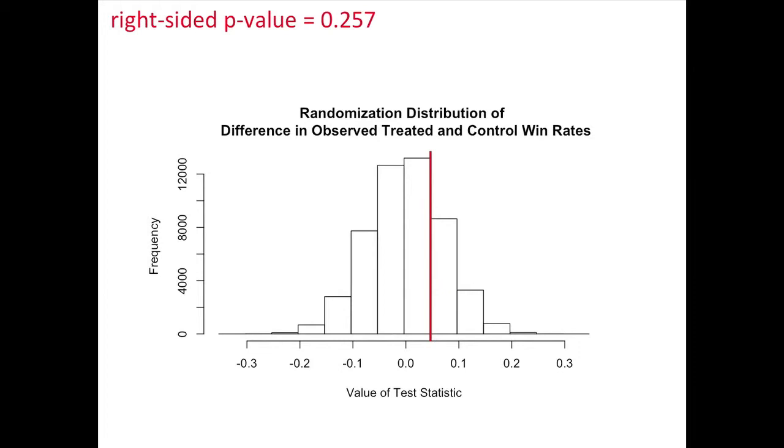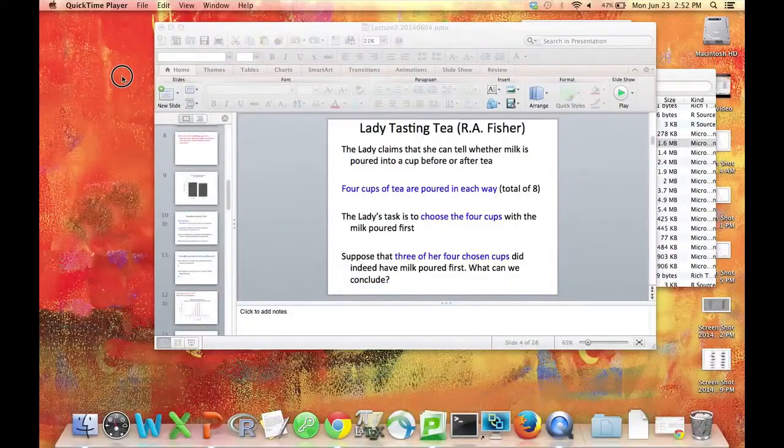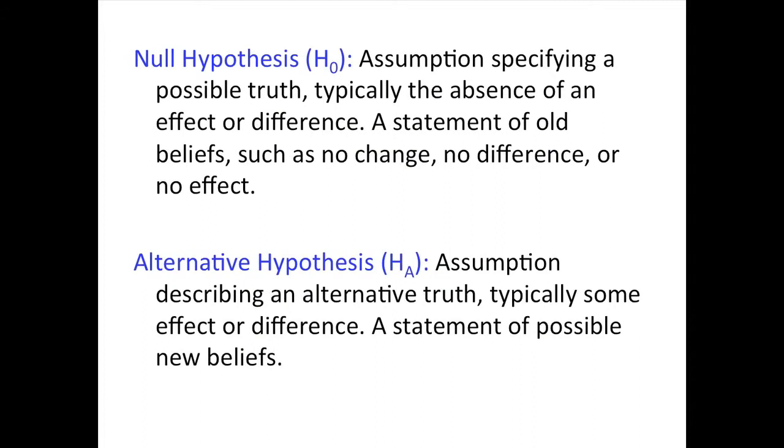So to formalize some of what we're saying so that you have it for notes, the null hypothesis is an assumption that specifies a possible truth. And typically we choose as the null hypothesis the assumption that there's nothing going on. Here I've written the absence of an effect or a difference. Another way to think of it is as a statement of old beliefs. There's no change, no difference, no effect. The null hypothesis is that there's nothing going on here, even if you're trying to prove the opposite. The alternative hypothesis is anything else. We have a null hypothesis, and if the null hypothesis isn't true, the alternative hypothesis is true. There's some effect, there's some difference. New belief might be the truth.